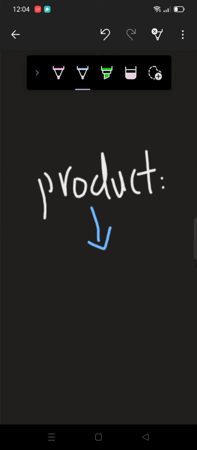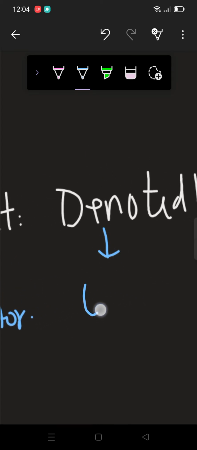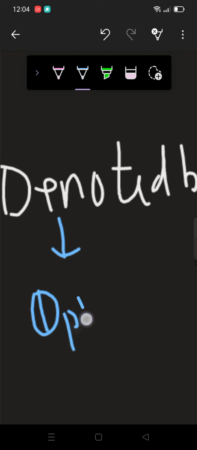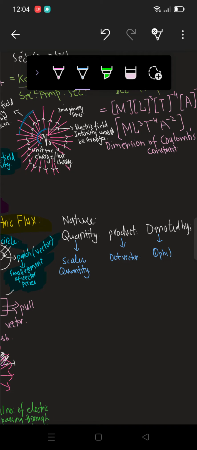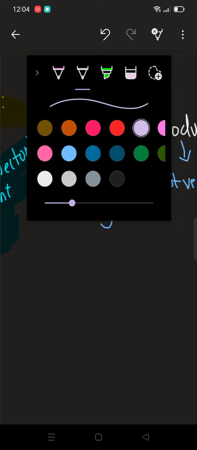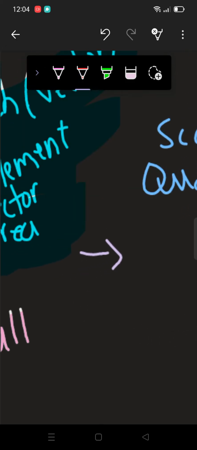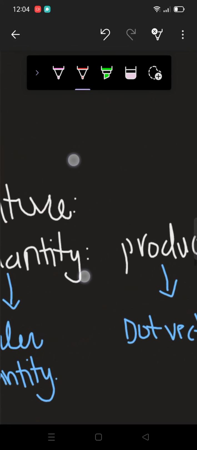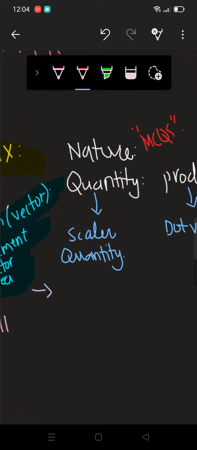Second, it is the dot product. I'll tell you what this dot product means. And it is denoted by a symbol called phi. Now let me tell you why this is a scalar quantity and why we have a dot product. These are very important MCQs. This chart is very important for the MCQ section. It is a scalar quantity, it is the dot product, and it is denoted by phi.